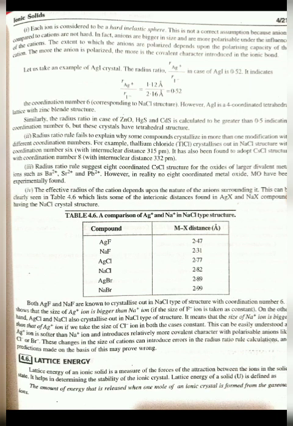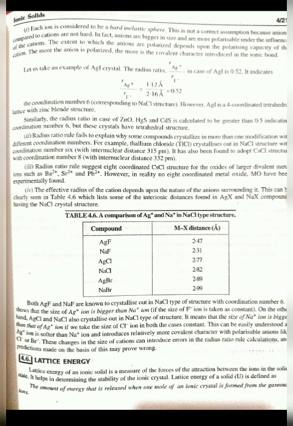It has also been found to adopt CsCl structure with coordination number 8 with internuclear distance 332 picometer. Third, the radius ratio rule suggests 8 coordinated CsCl structure for the oxides of larger divalent metal ions such as Ba2+, Sr2+, and Pb2+. However, in reality, no 8 coordinated metal oxide MO has been experimentally found.